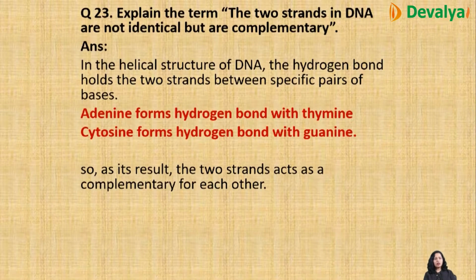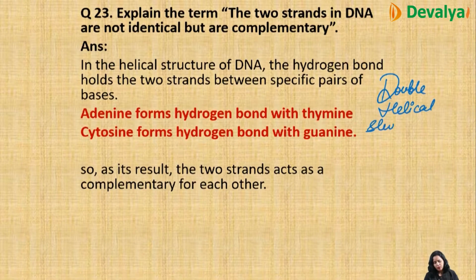Then the question can be asked: explain the term that the two strands in the DNA are not identical but they are complementary. So in the helical structure of DNA, hydrogen bonds are formed. Adenine always forms a bond with thymine, and cytosine always forms a bond with guanine. Like in the double helical structure of DNA, which was given by Watson and Crick.